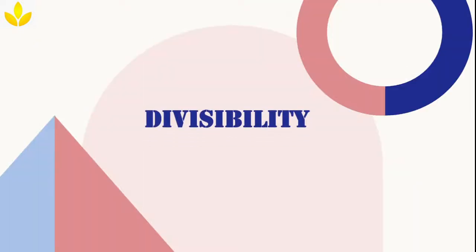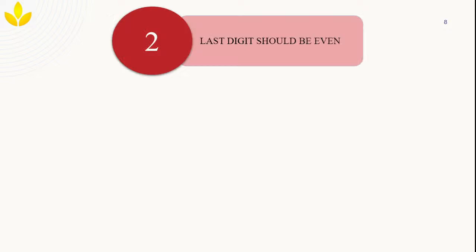Now, as I said, the first thing that we are going to learn in number systems is divisibility rules. First we'll learn some of the rules, and then we'll solve questions based on divisibility. When it comes to divisibility, the first and foremost rule that we are going to learn is for 2.